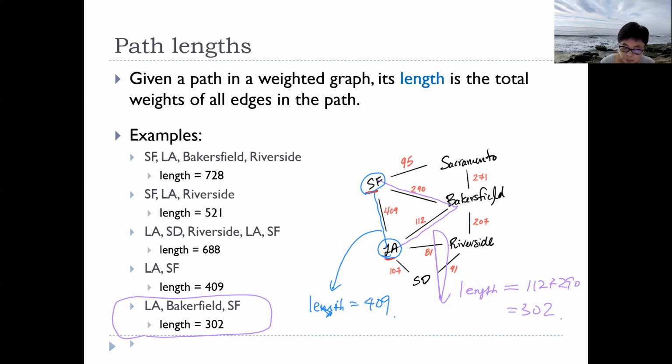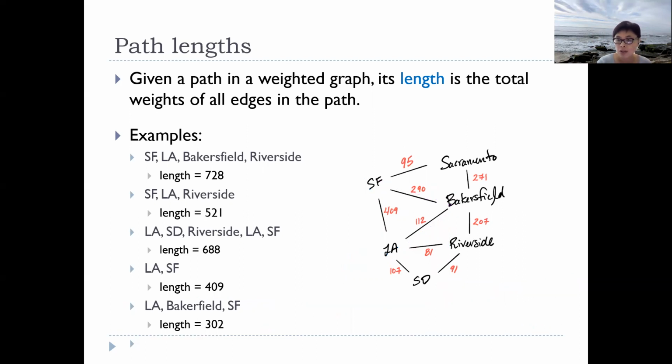Now note that to go from LA to San Francisco, I have different ways. This blue path has only 1 edge, however this edge is long, so the length is actually long. Whereas if I go the purple path, even though I have 2 road segments, the total length is actually smaller, which is only 402. So if you want to travel from LA to San Francisco, which one would you take? Naturally, we want to take the one that is shortest in total length. In other words, we are going to travel along this purple one.